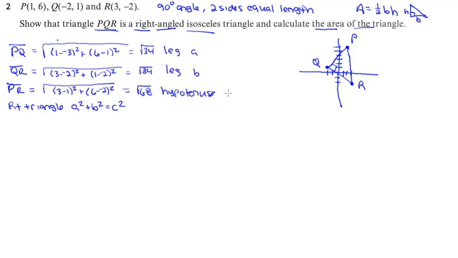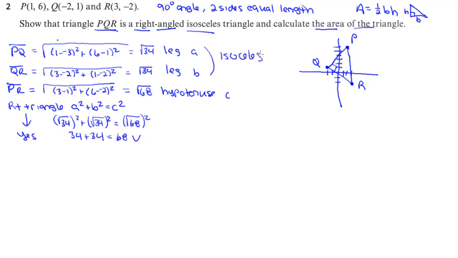And if I use the Pythagorean theorem, a squared plus b squared equals c squared, that's obviously going to be true. So I know this is a right triangle, and I have two sides that are equal to each other, so it's an isosceles triangle. And in order to figure out the area, I just plug into the formula, and I'm going to get 17 units squared.